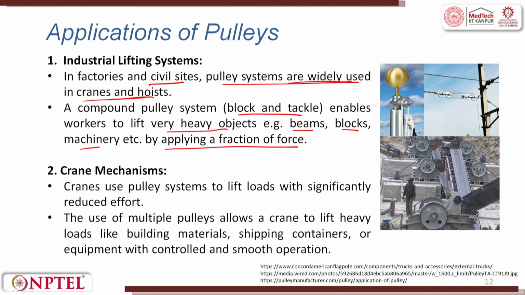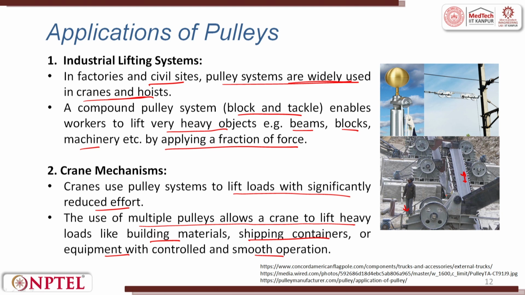Crane mechanisms. Cranes use pulley systems to lift loads with significantly reduced effort. The use of multiple pulleys allows a crane to lift heavy loads like building material, shipping containers, equipment with control and smooth operation or so. You can see this is a pulley system where multiple pulleys are being used, and these help to drive. So, these are belt drives which are driven through a pulley, and a conveyor belt is there that helps to take the load.